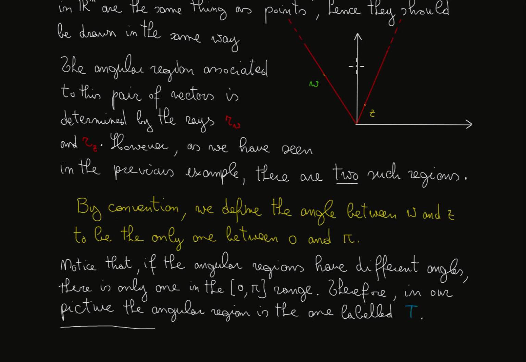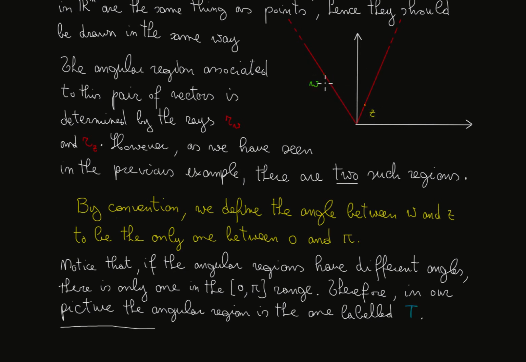Which one of these angular regions are we going to choose then? Of course, the bottom one has a circumference length greater than pi, and the top one is going to be less than pi. So in this case, the angle between W and Z is going to be the angle of the angular region T up here and not the one on the bottom, by this convention. So these univocally determine the angle between W and Z.